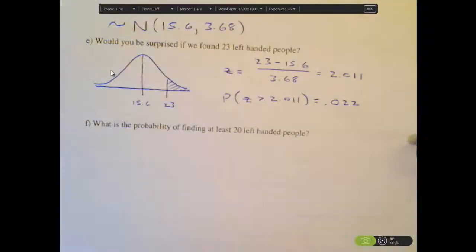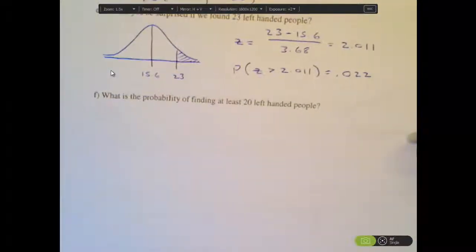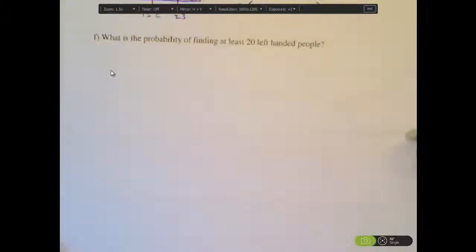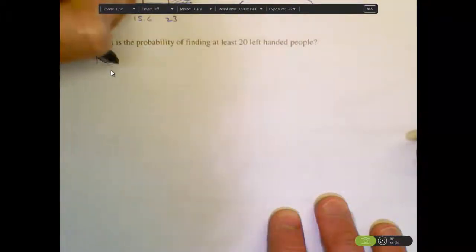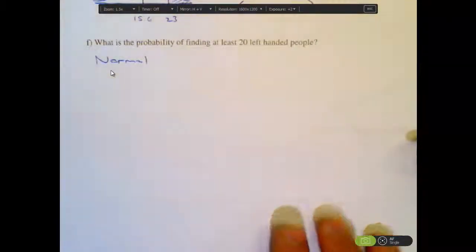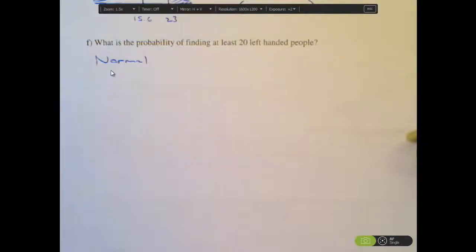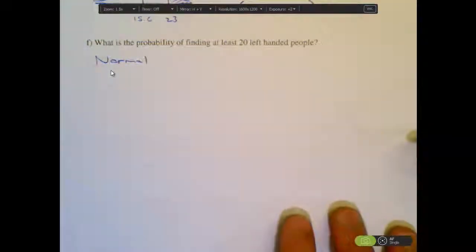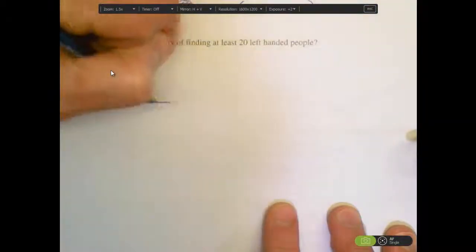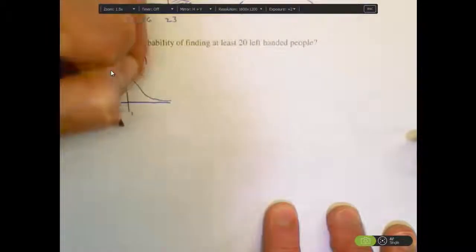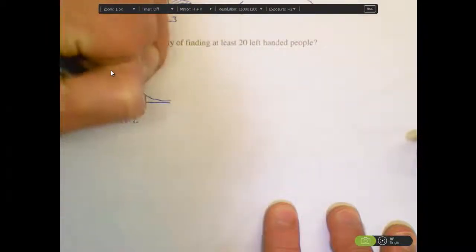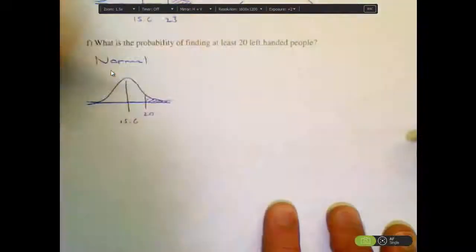Okay, F, what's the probability of finding at least 20 left-handed people? So we're going to do something similar to what I just did in the previous one. I'm going to split this into 2 parts. I'm going to show you using the normal model, and I'm also going to show you using the binomial probability model. So starting with the normal model, we still have the same mean and standard deviation as above. Now I want at least 20 left-handers, still with a mean of 15.6. My statistic is 20, and I'm shading that upper tail.